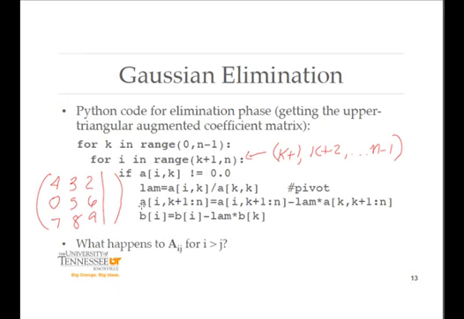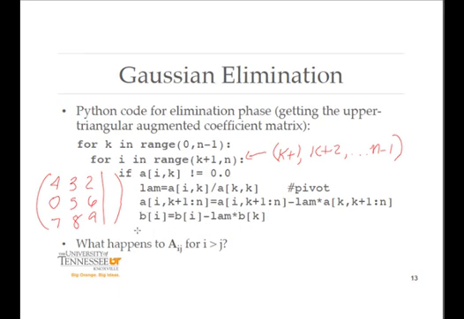Get your multiplier. That lambda parameter would be the element you're trying to eliminate divided by the pivot, which is some previous diagonal element. And then here's the code to do the row operation that you need. And then, rather than using A to store both A and the original right-hand side vector B, we're just going to use another list, or an array if we're doing it with NumPy, to update that right-hand side.